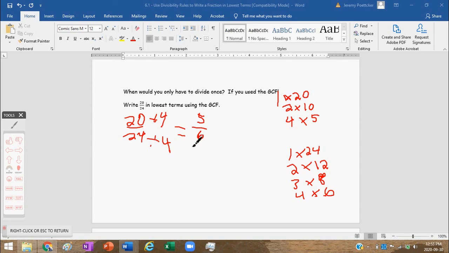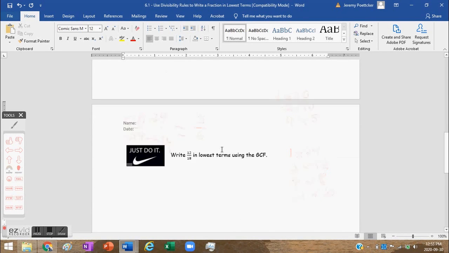5/6. So in this case, factors of 5 would be 1 times 5. Factors of 6, I guess, would be 1 times 6 and 2 times 3, but the greatest common factor is 1. I'm in lowest terms. Away I go. Let's move on.